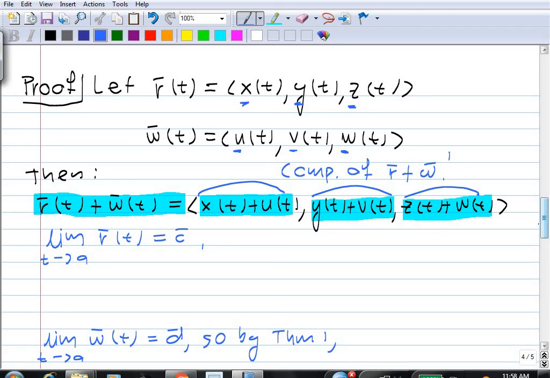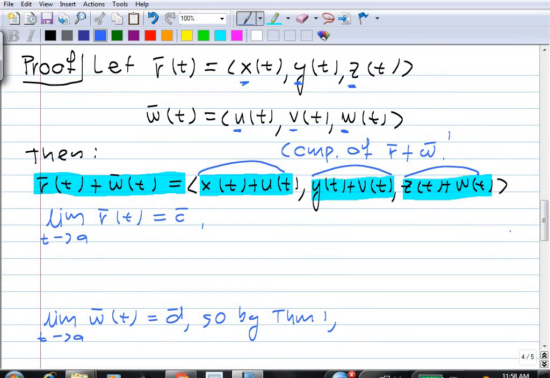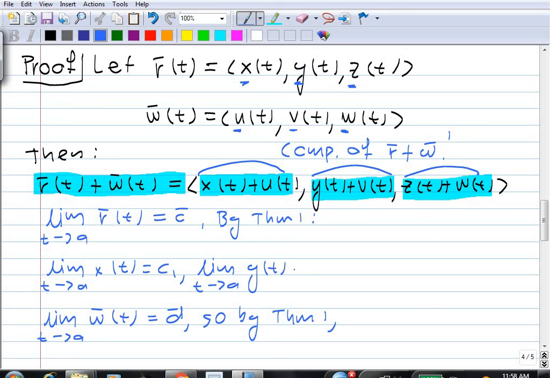Well, we know that the limit of r of t as t goes to a is c. So what does that tell us? By theorem 1, we know the limit as t goes to a of x of t is c1, the limit of y of t is c2, and the limit of z of t is c3. Let's label this 1 so we can refer back to it later.